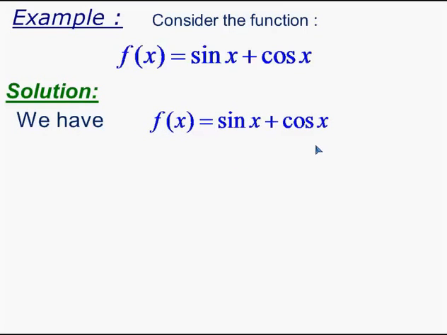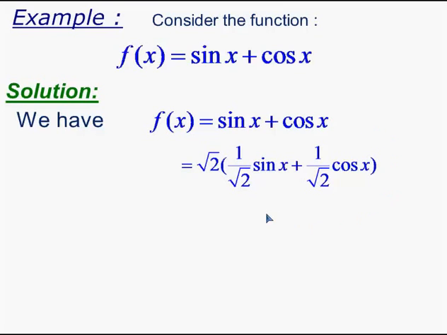It will be convenient for us if we express this function in terms of a single function, that is either sine or cos. Now to do this, we will multiply and divide by root 2 this expression sin x plus cos x. This implies f of x is equal to root 2 times 1 upon root 2 sin x plus 1 upon root 2 cos x. So see that if you simplify, you will get back this expression sin x plus cos x.